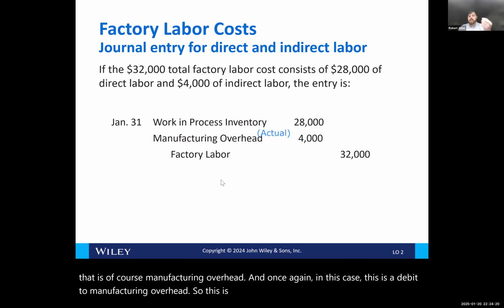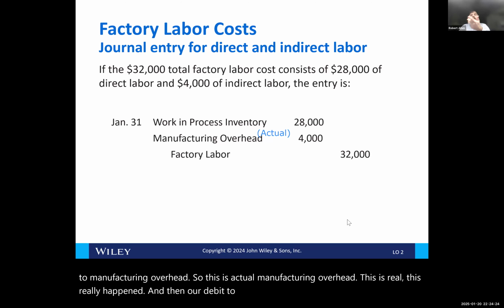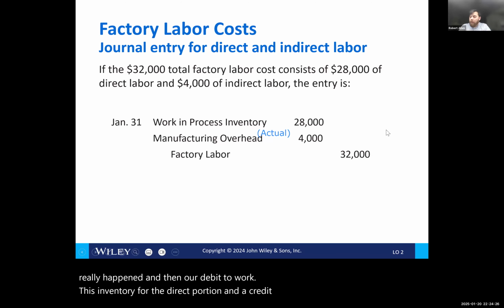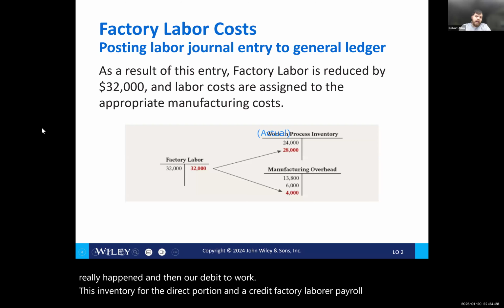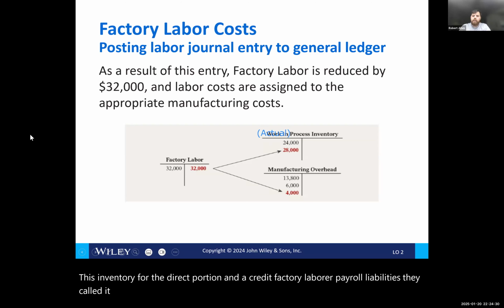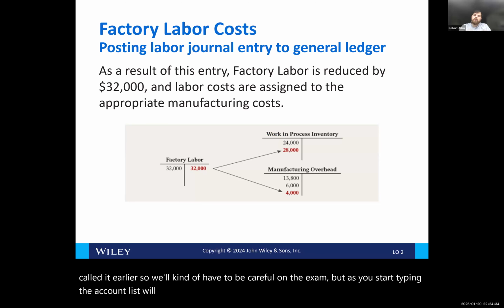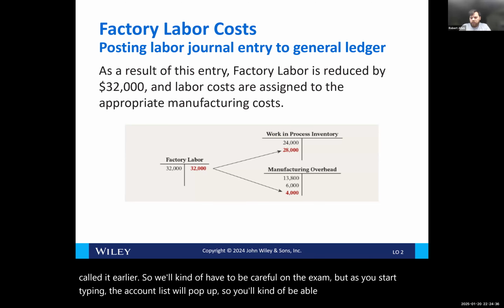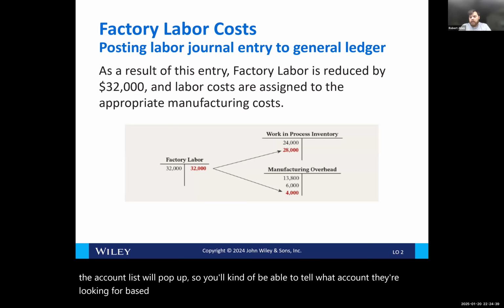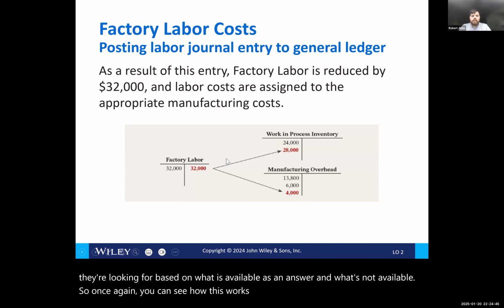So this is actual manufacturing overhead. This is real. This really happened. And then our debit to work in process inventory for the direct portion, and a credit to factory labor or payroll liabilities, they called it earlier. So you'll kind of have to be careful on the exam, but as you start typing, the account list will pop up. So you'll kind of be able to tell what account they're looking for based on what is available as an answer and what's not available. So once again, you can see how this works out through the T accounts as we just discussed.